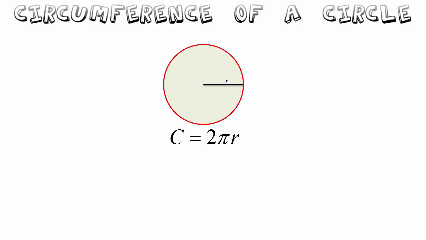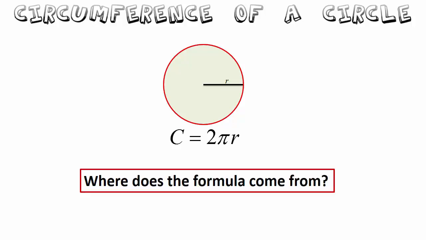Hi, in this video I will show you a way of deriving the formula for the circumference of a circle. A circle of radius r has circumference given by c equals 2 pi r, where pi is approximately 3.14. Now let's see where the formula comes from.